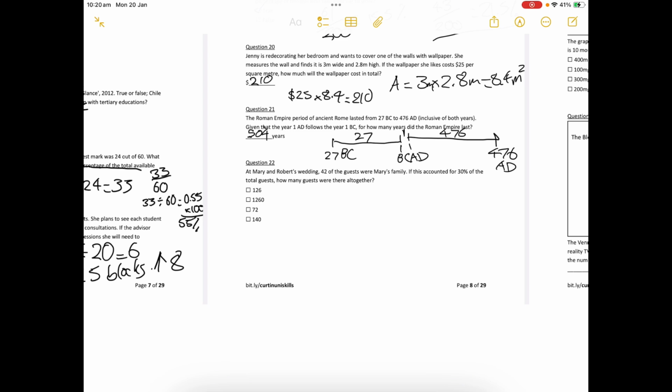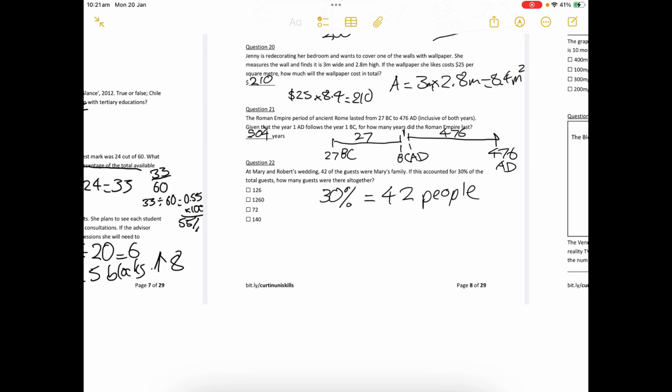Alright, 22. At Mary and Robert's wedding, 42 of the guests were Mary's family. If this accounted for 30% of the total guests, how many guests were there altogether? Alright, so 30% of the guests are Mary's family. So 30% equals 42 people. How many guests were there altogether?